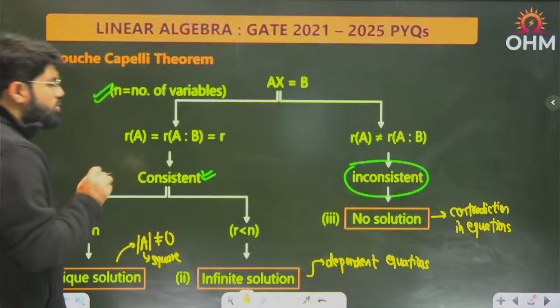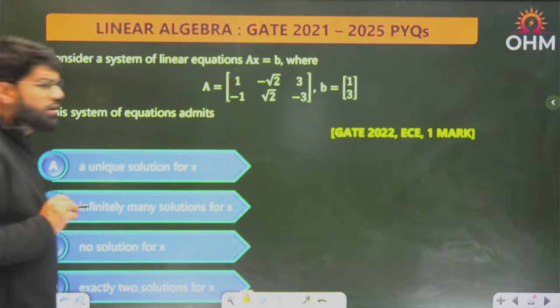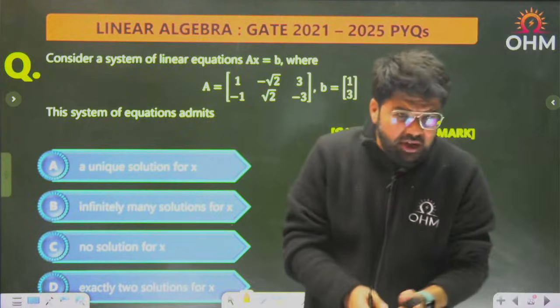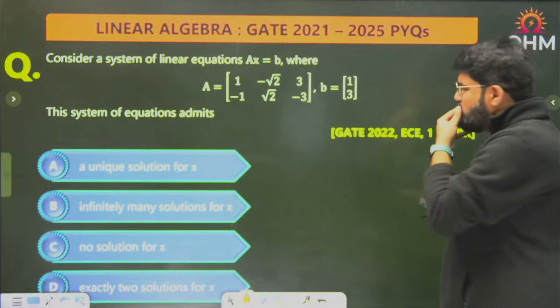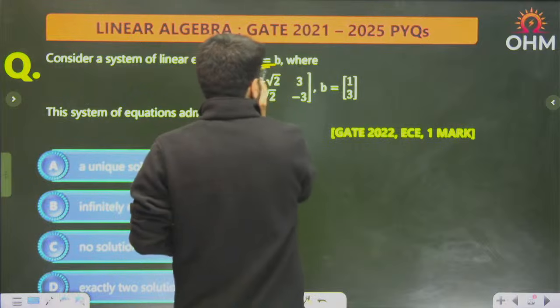I will explain another example first, then we will go back to the previous question. Have a look at this question. By this simple logic, you will be able to solve it rather than going to rank or determinant calculation every time. Now see here, GATE 22 EC, 1 mark. A system of linear equations AX equal to B, where A and B are matrices given.